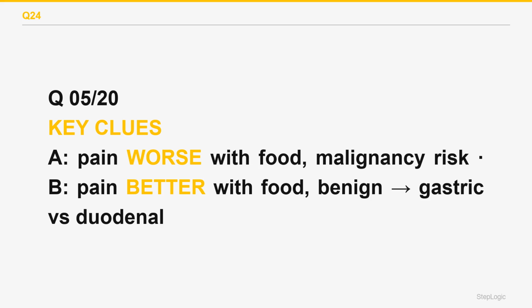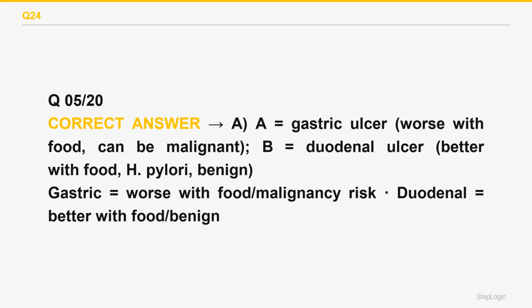Duodenal ulcers, patient B, cause pain that improves with meals. Food buffers acid, and the pain recurs 2 to 3 hours later or at night. They are associated with H. pylori in nearly all cases and excess acid, and are almost always benign. The correct answer is A.